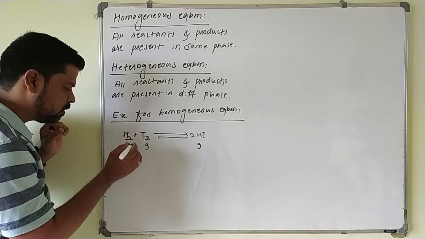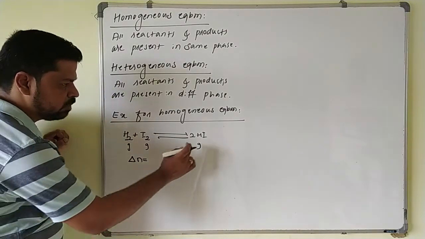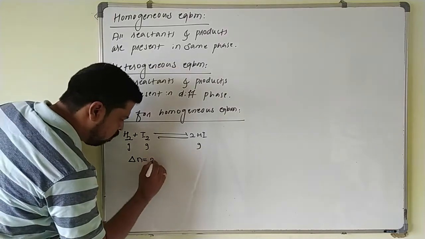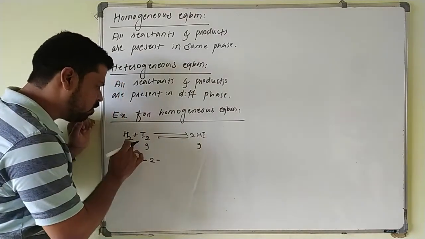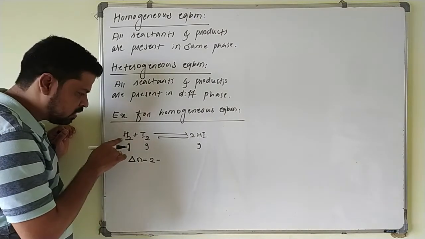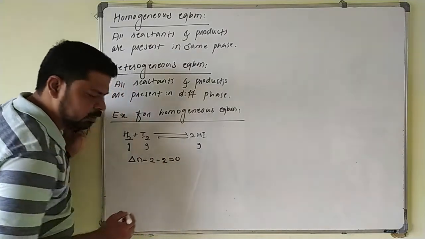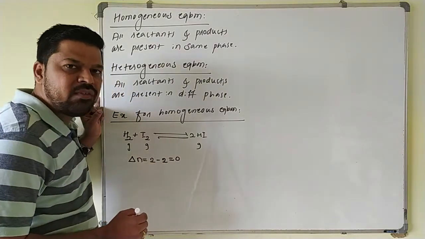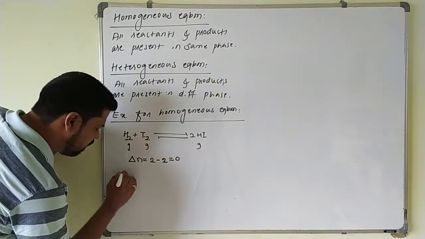First we will find the delta n value. Delta n is the number of moles of gaseous products minus the number of moles of gaseous reactants. There are 2 moles of product, and the reactants are 1 mole and 1 mole, so 2 minus 2 equals 0. So for any reaction with delta n equal to 0, Kp equals Kc.